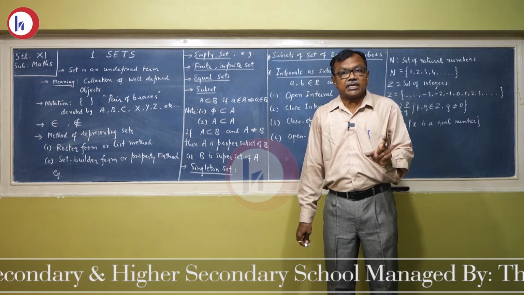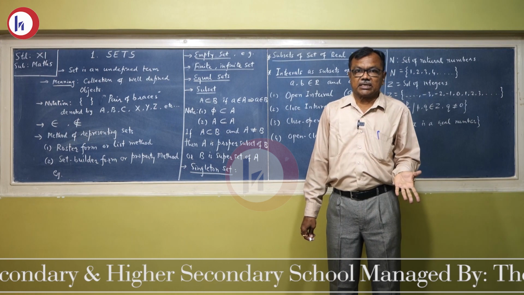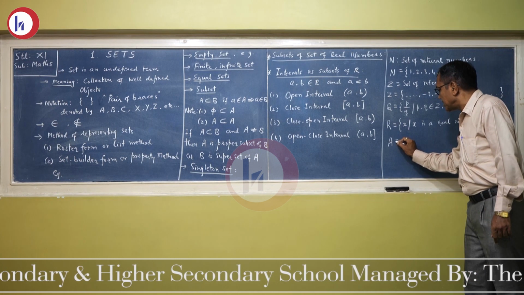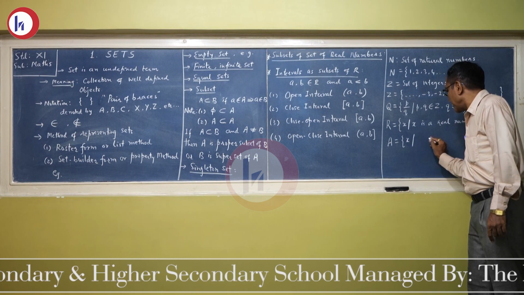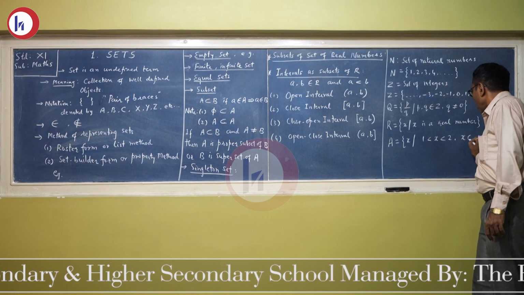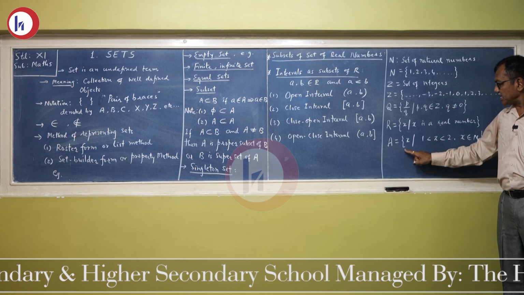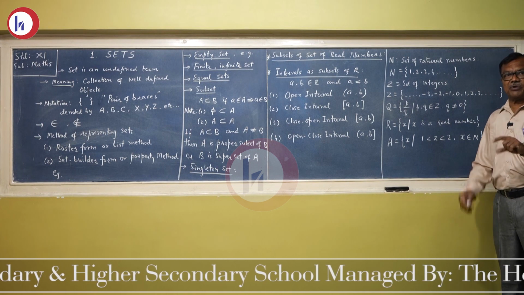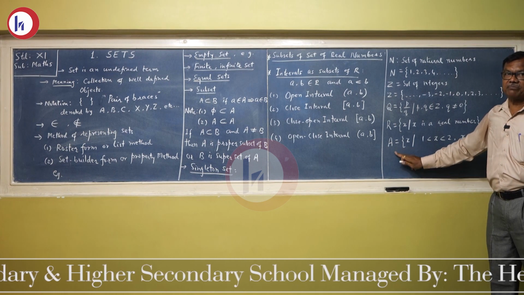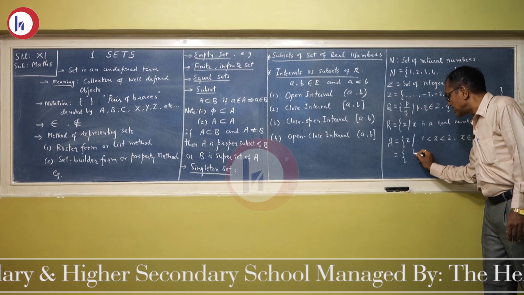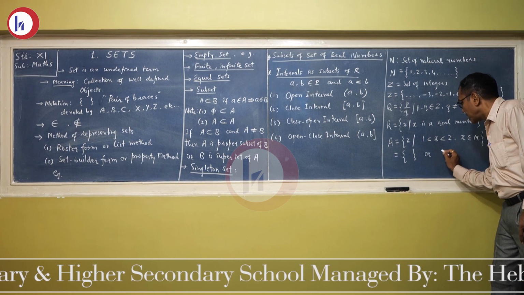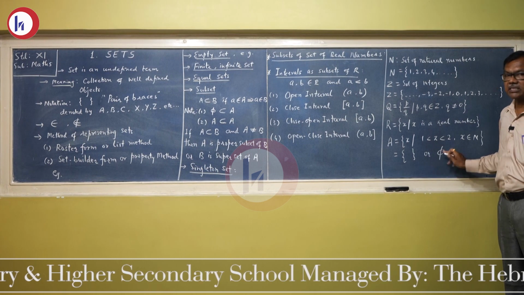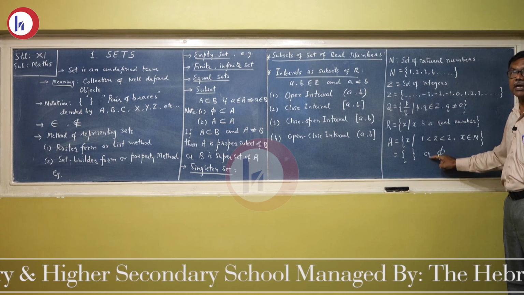If a set does not contain any element, then that set is known as the empty set. For example, set A is equal to the set of X, where X is between 1 and 2, and X belongs to N. So, can you have any natural number between 1 and 2? No. Therefore, this set is known as the empty set. It is denoted by a pair of braces or by the Greek letter phi, which means the empty set. In this chapter, we use this notation to denote the empty set.